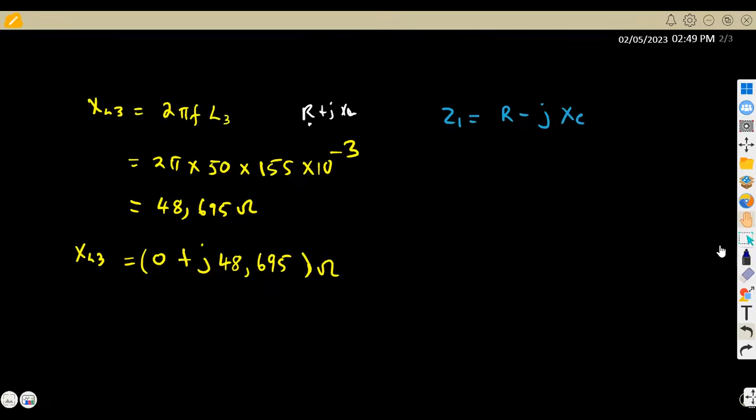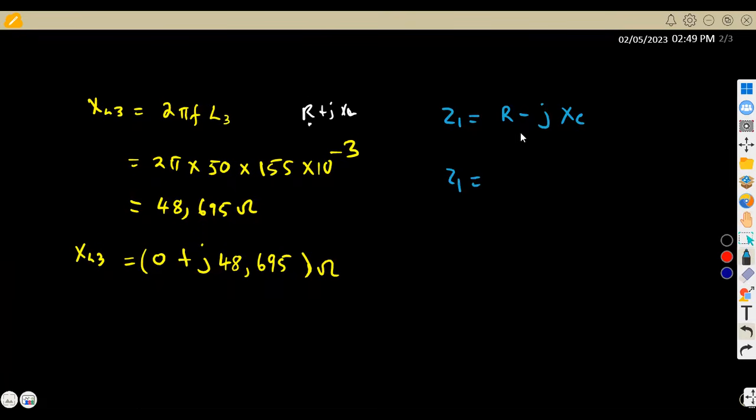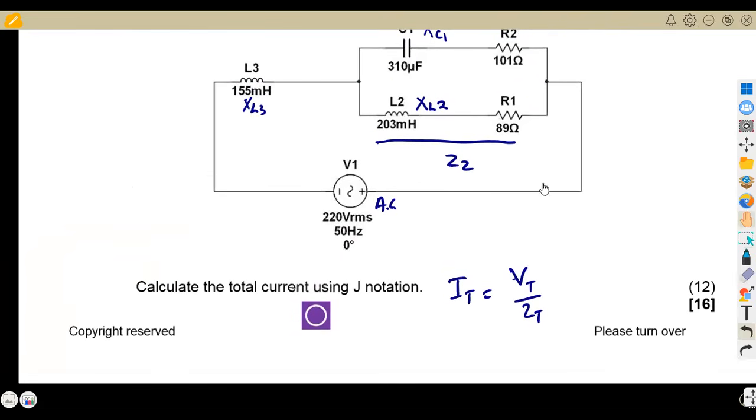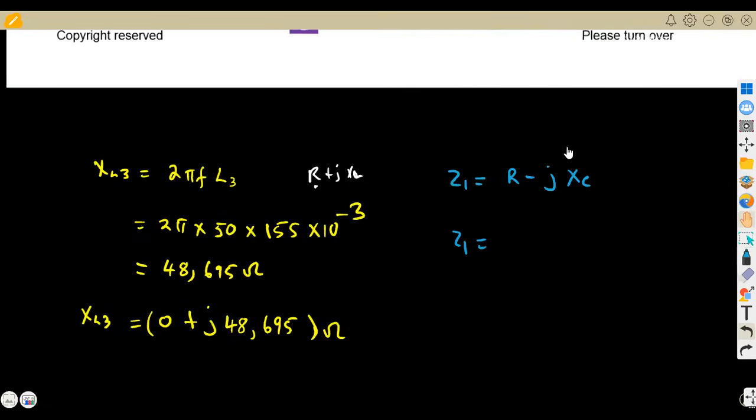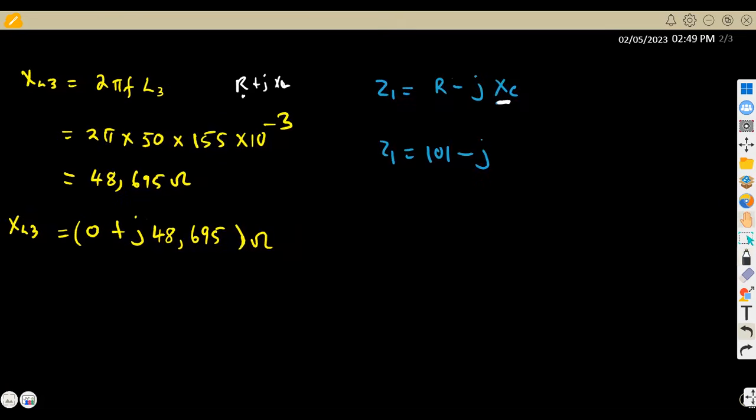So the resistance, we are going to substitute into the formula. Our Z1 is equivalent to the resistance that we are given, but we do not have XC. So let's write our resistance of 101. So we're going to have 101 minus J. Then we are supposed to calculate XC, as we can see that XC is needed. XC is given from the formula.